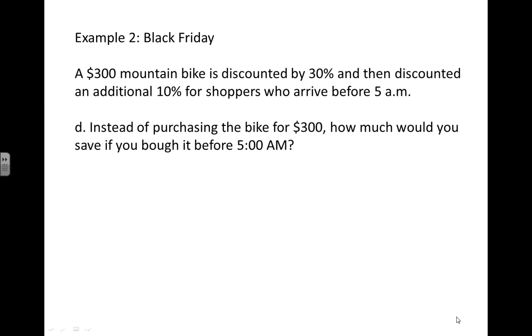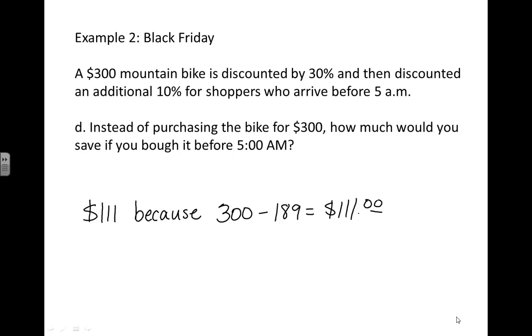Alright, last one, letter D here. Instead of purchasing the bike for $300, how much would you save if you bought it before 5 a.m.? So you got that extra discount. How much extra would you save? You should have $111, because 300 minus 189 is where you get that 111.